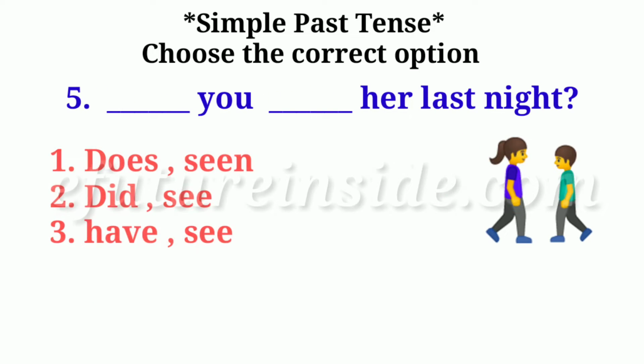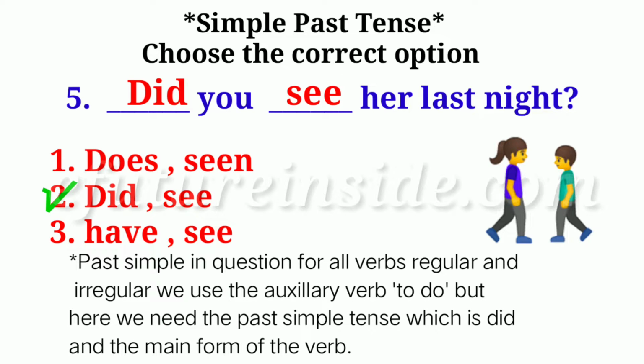Dash, you dash her last night? Did you see her last night? Here in past simple in question, for all verbs, regular and irregular, we use the auxiliary verb to do. But here we need the past simple tense, which is did, and the main form of the verb. So the correct option is, did you see her last night?